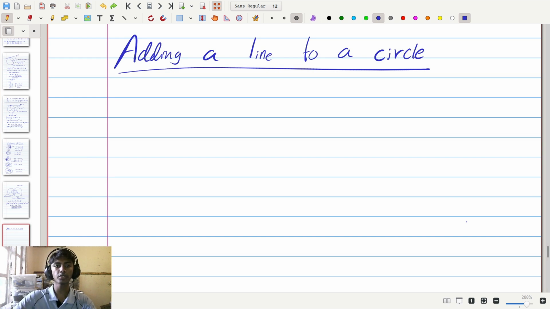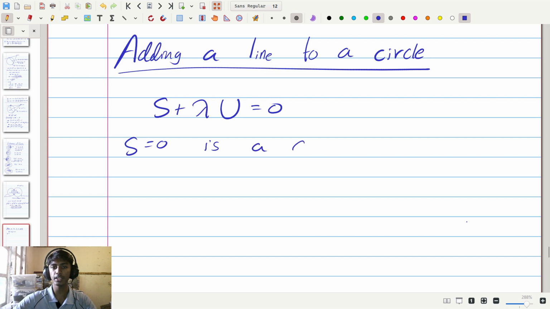The basic premise of this is the equation S plus lambda u equals 0. Here lambda is a constant. As for S and u, S equals 0 is representing a circle. So we can say S equals 0 is a circle. And similarly, u equals 0 is representing a line. So u equals 0 is a line.